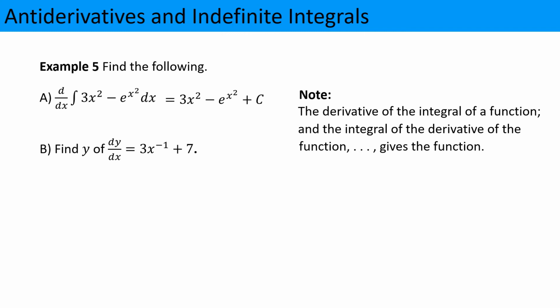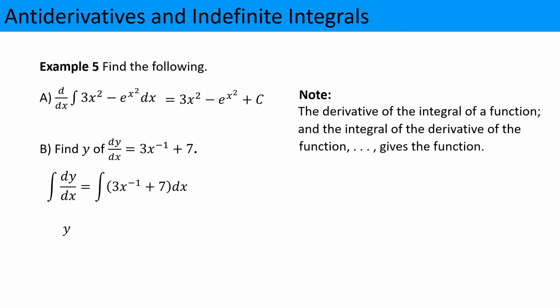Now to continue with b, we need y by itself, so we're going to take the integral of both sides. That is, we want the integral of dy/dx, and set that equal to the integral of 3x to the minus 1 plus 7 dx. Let's begin with the left-hand side. The integral of dy/dx, that's just y.